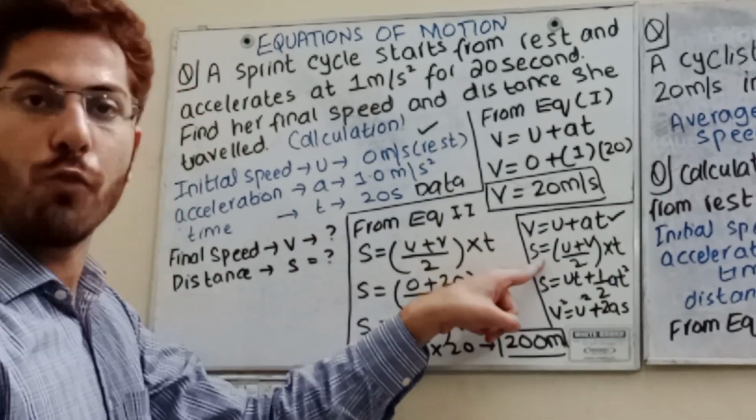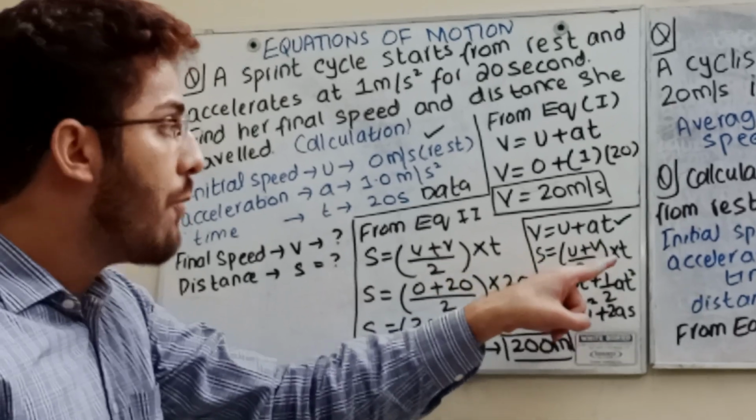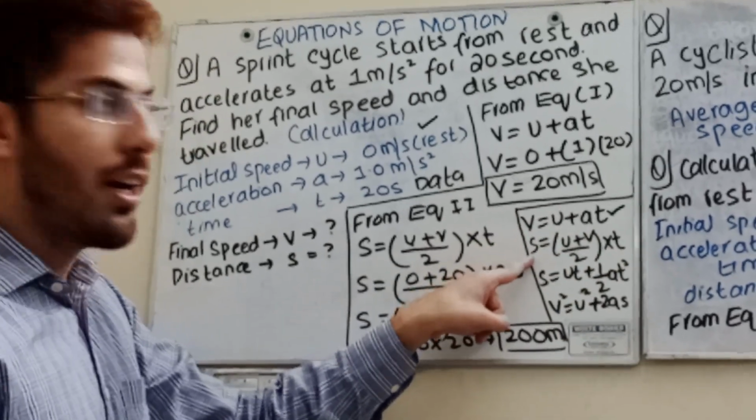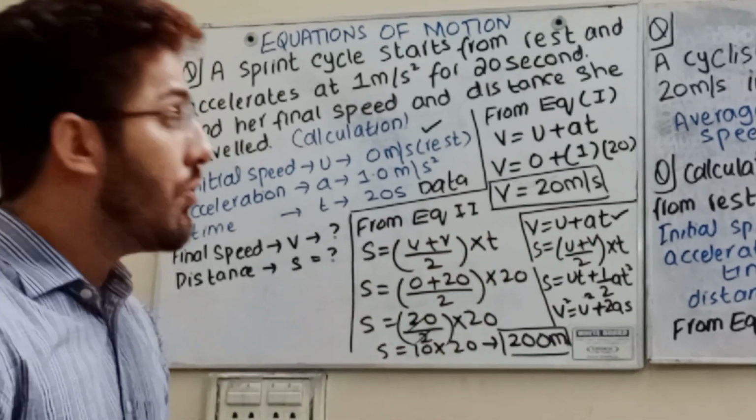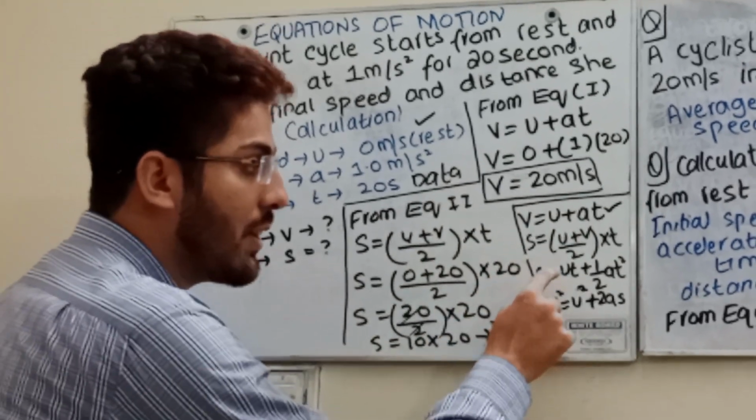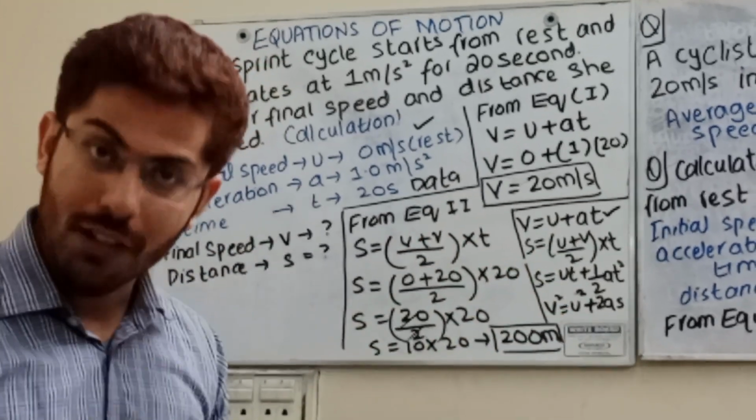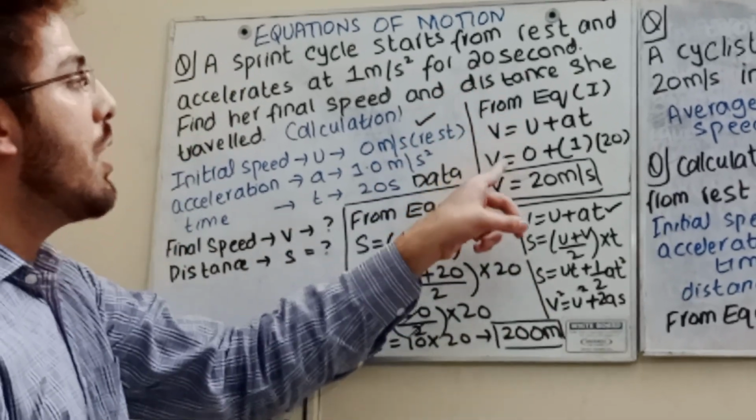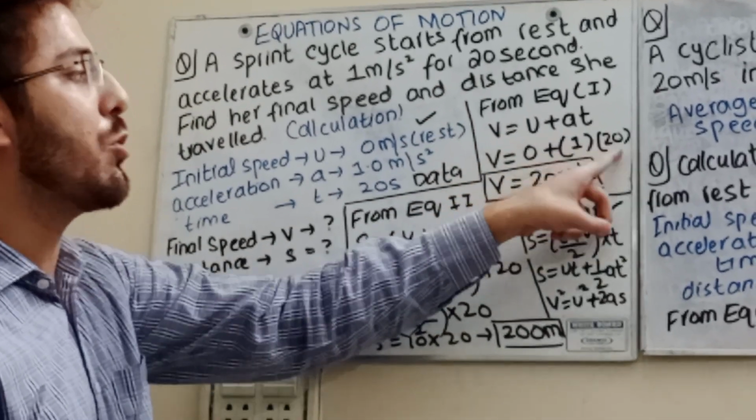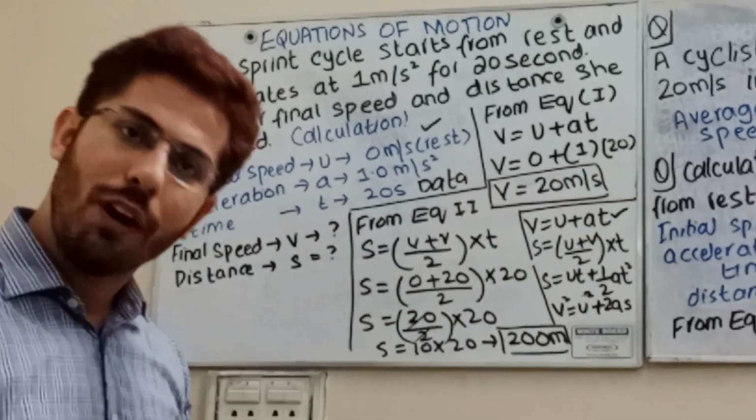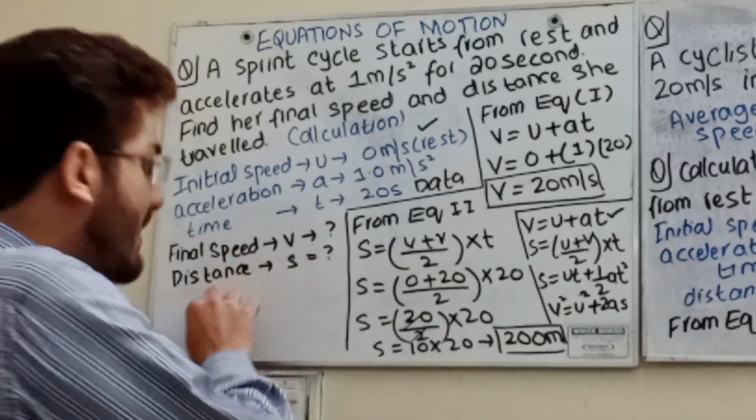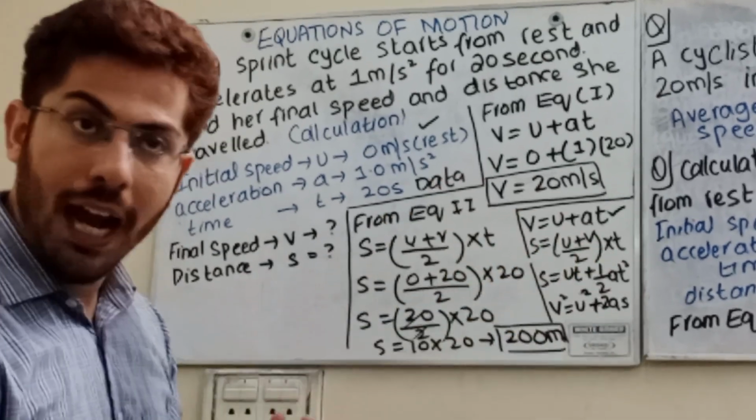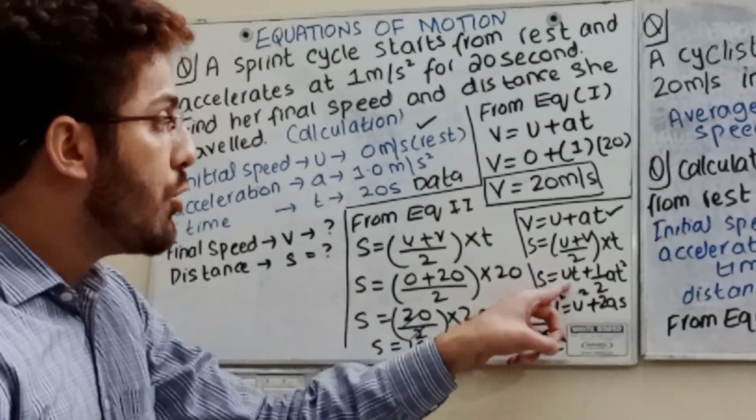Why are we not applying this formula, students? We do have time, we do have initial speed, but we don't have distance, we don't have final speed. That's why we are not going to apply even this formula. Are you getting my point? Now I can apply the formula initial speed plus a into t. I got the answer, final speed. Very easy.